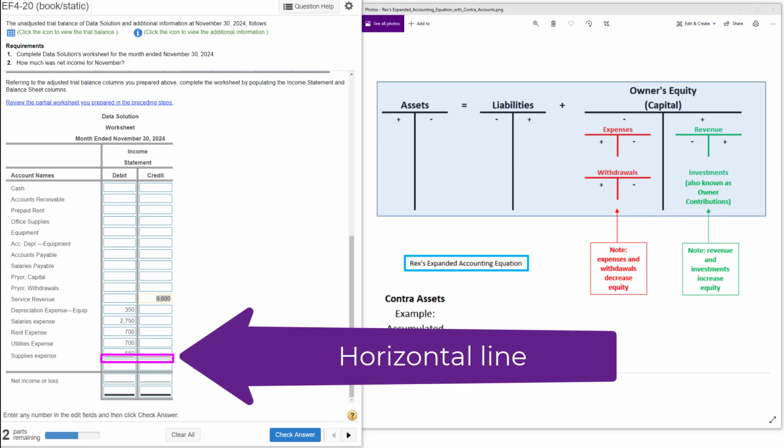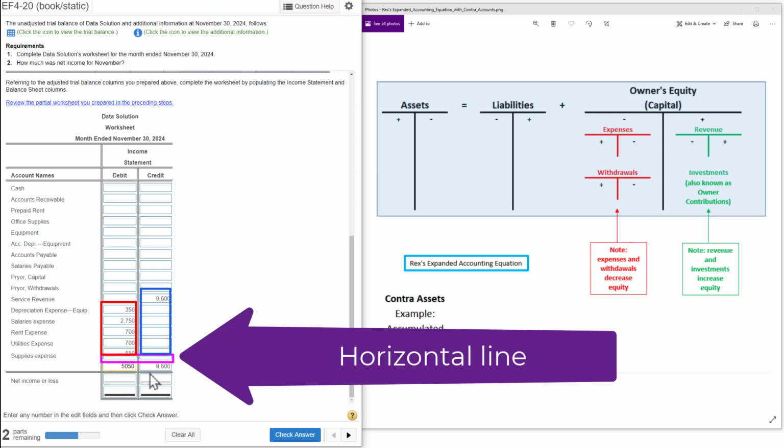So when we add up our, I'll do the easy one first, add up our revenues, we get $9,600. So notice here's that line, so we're putting the sum, in other words the total, down below the line. Then we're going to add up 350 plus 2,750 plus 700 plus 700 plus 550, which gives us, notice here's a line, so I'm putting the total here, 5,050.